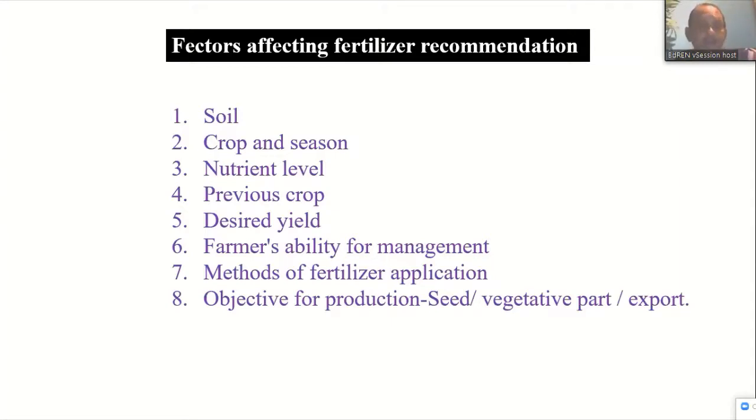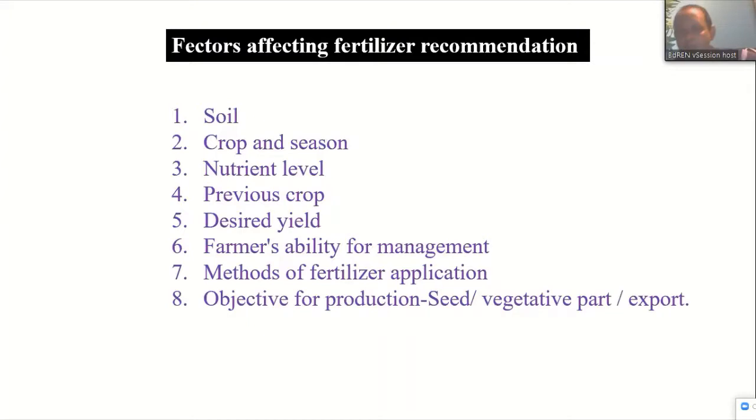Desired yield, I already told you. Farmers' ability for management, methods of fertilizer application. This is also important. Whether we apply in foliar, top dressing or side dressing, the method is also important. For seed production, this is also important: whether we need to grow the crop for seed or for the vegetative part.